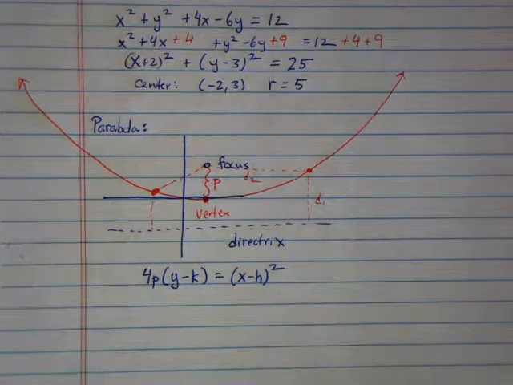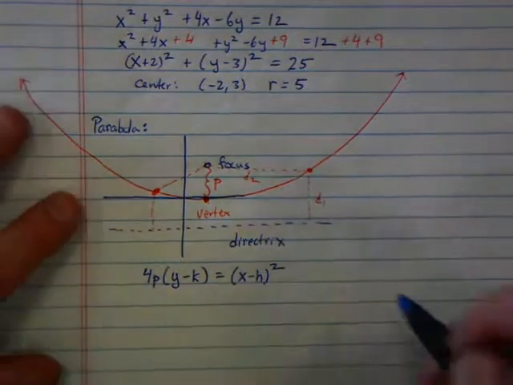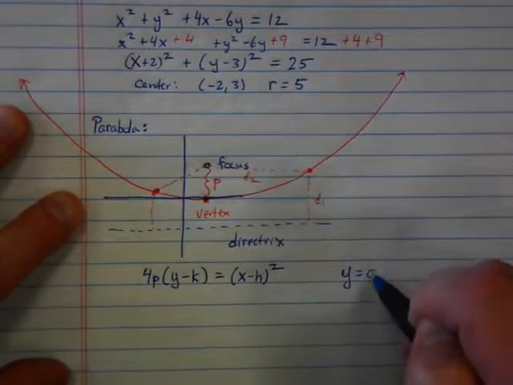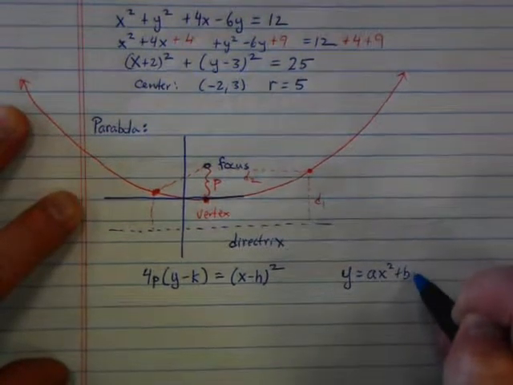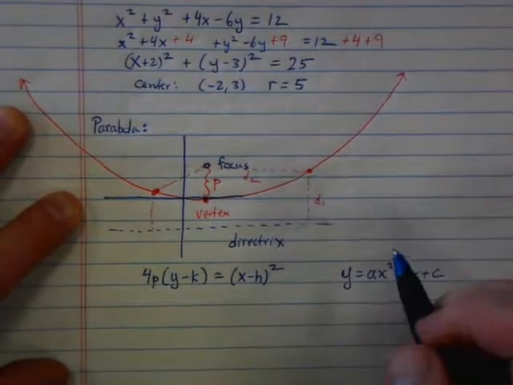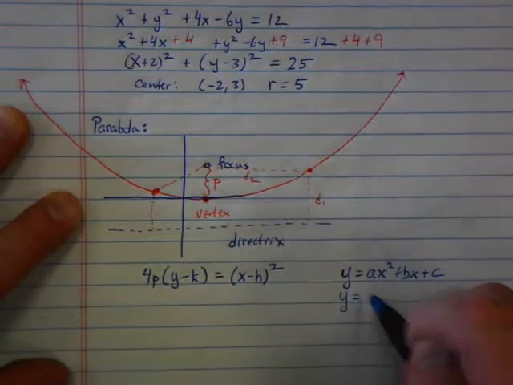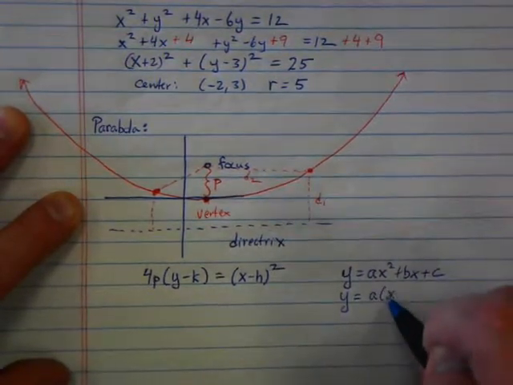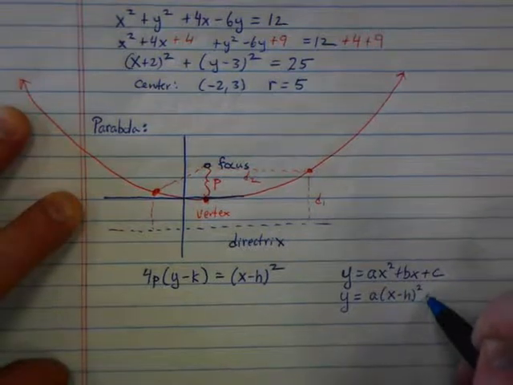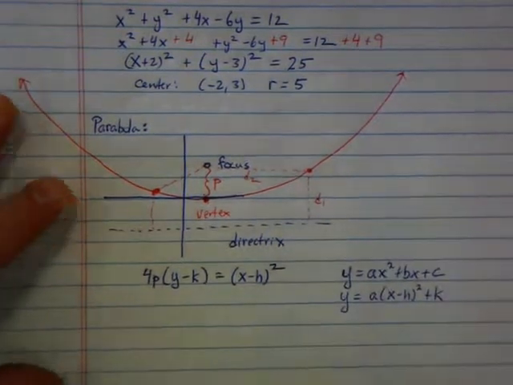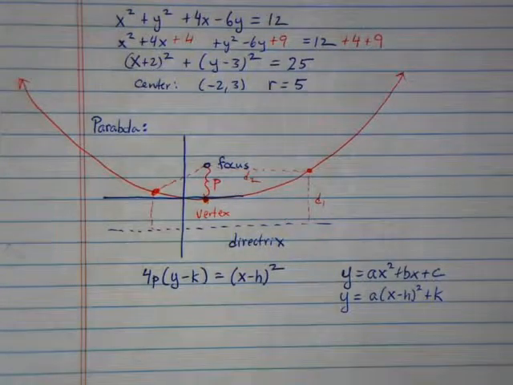That's not the same way that we usually write the equation for parabolas. How do we usually write the equation for parabolas? Y equals ax squared plus bx plus c. Right. Normally we write our equations as y equals ax squared plus bx plus c, or occasionally you see them written as y equals a times (x minus h) squared plus k. Occasionally you see them written that way.